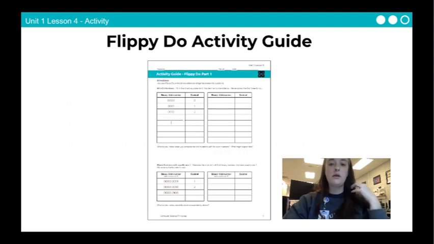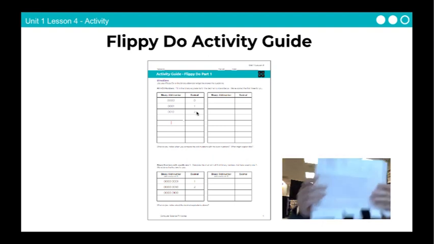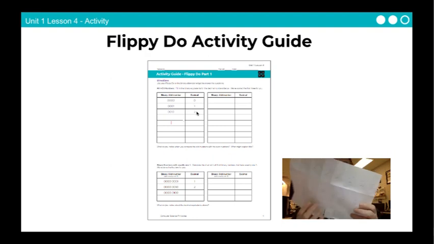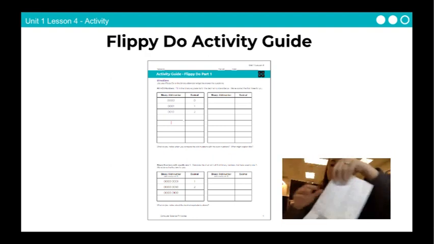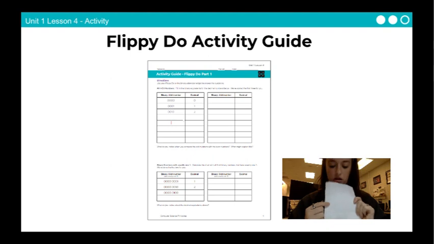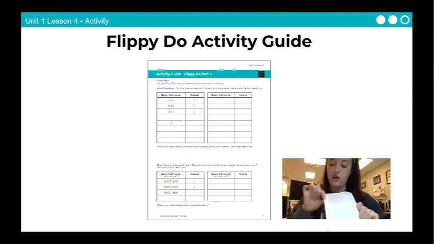What you're going to do now is use your flippy-do to answer and convert binary digits and decimal numbers. So in this first section, you're going to use all 4-bit decimal numbers. What's a 4-bit decimal number? It's the first 4. So 2 to the 0 all the way through 2 to the 3rd power. Every number that comes in between there. So any number starting with 0 all the way up to the number 8.